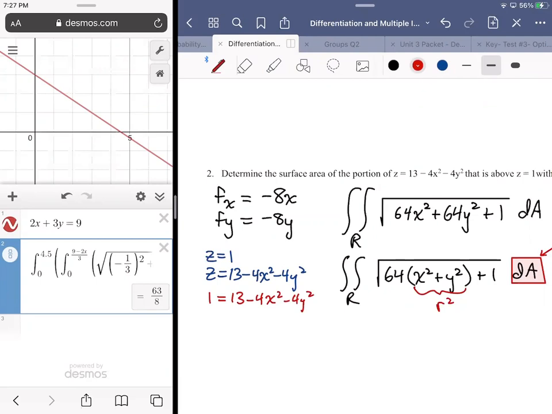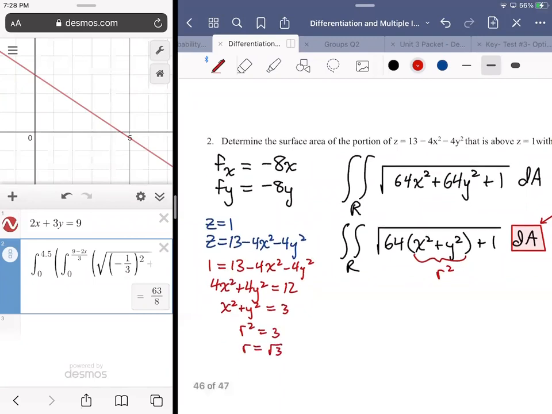Add, subtract, do some algebra, you know, the usual business. So 4x squared plus 4y squared, I'm adding those to the left-hand side. I'm subtracting 1 from the left to the right. That gives me a 12. Common factor of 4, so x squared plus y squared is equal to 3. X squared plus y squared is equal to r squared, which means r is equal to the root of 3.